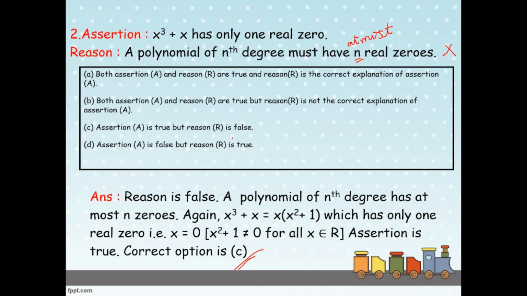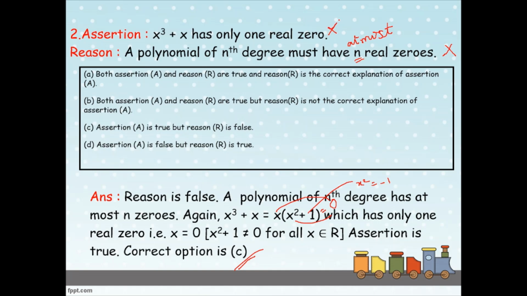X cube plus x, when you take x as common, it becomes x times x square plus 1, which is equal to 0. Right? Then x is 0, or x square plus 1 is 0. x square plus 1 is 0 means x square equals minus 1. Any square number will not be minus 1. So it is not a real number. It may be an imaginary number. So the assertion is false. But you need not declare it as false. Just as the reason is false, you just go for option C. It is not necessary to check the assertion.